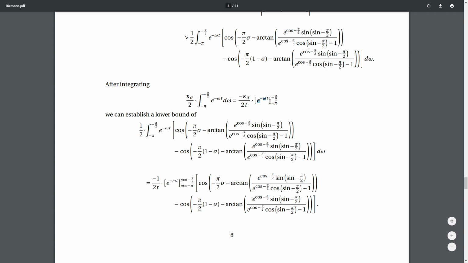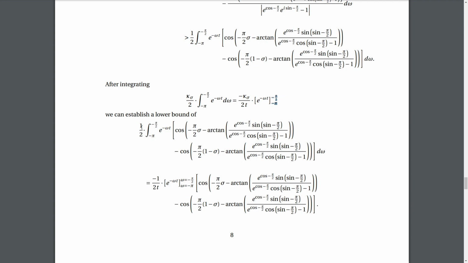Evaluated from negative pi to negative pi over 2. We don't get to magically get rid of it the way we did the other one, because again, we have to be as pessimistic as possible when creating this lower bound. So we have 1/2 times this, which is equal, once we integrate, to this.